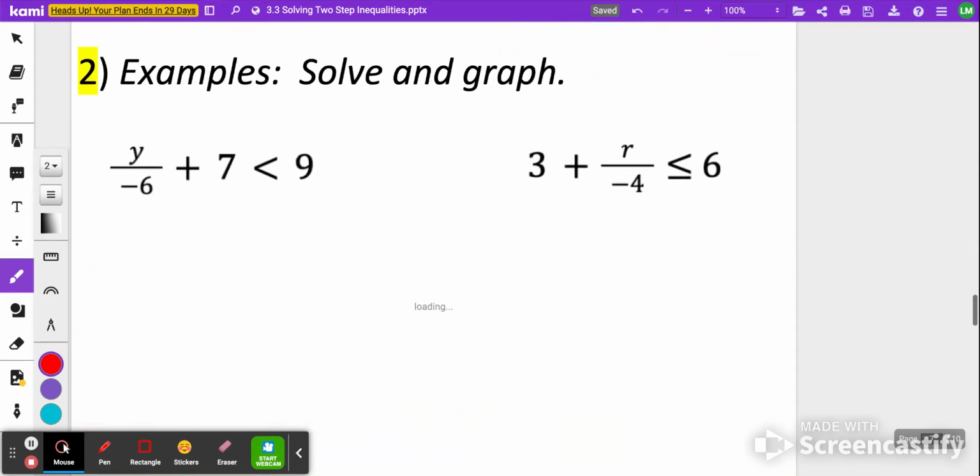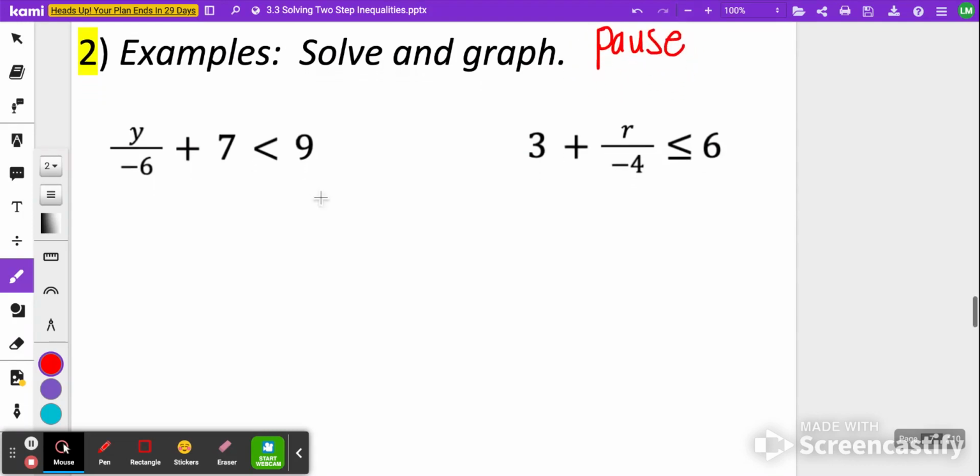Let's see if you can try these on your own. Be very cautious because it does look like you're going to have to flip both inequality symbols because you're dividing by a negative. Let's pause the video here, try them on your own, and when you're ready to check them, click play. All right, so the first thing I'm going to do, draw that line next to the inequality sign and start to move my numbers.